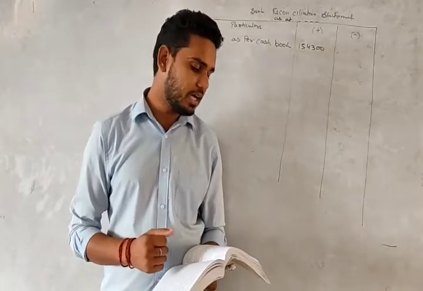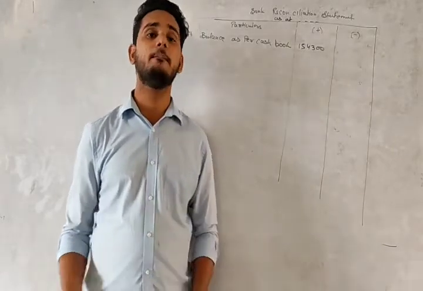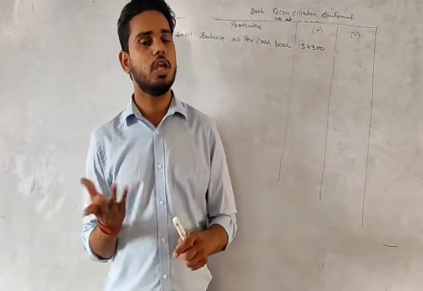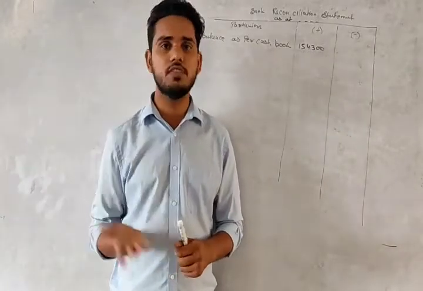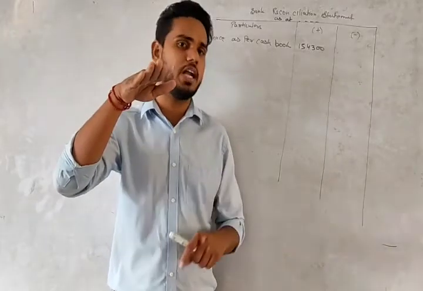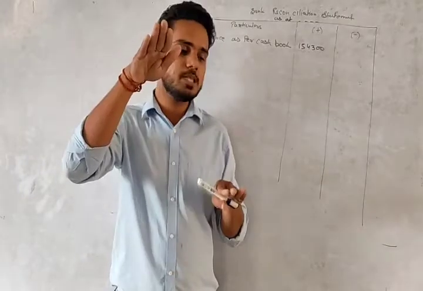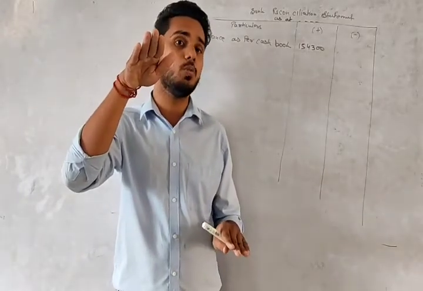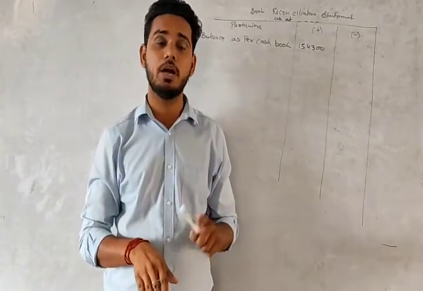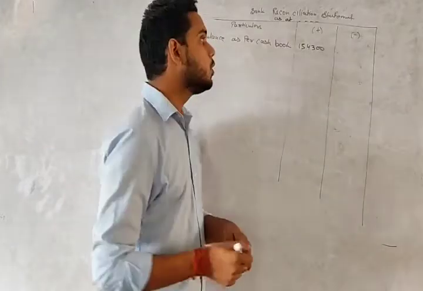So the first point given here is check deposited but not credited by the bank, 75,450. Now see, check deposited means we received a check from someone, we increased our balance, but that is not credited by the bank, meaning the bank has not increased. So you increased, the bank has not increased. So what will you do? Either you can increase in passbook or you can decrease in cash book, but you will make changes only in the cash book. So you will decrease.